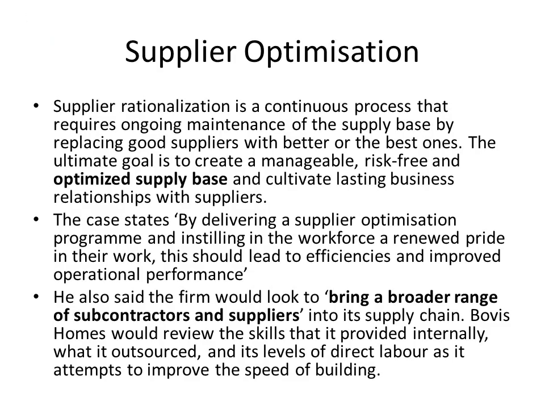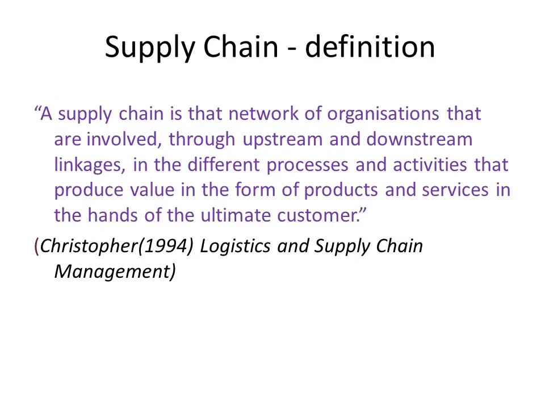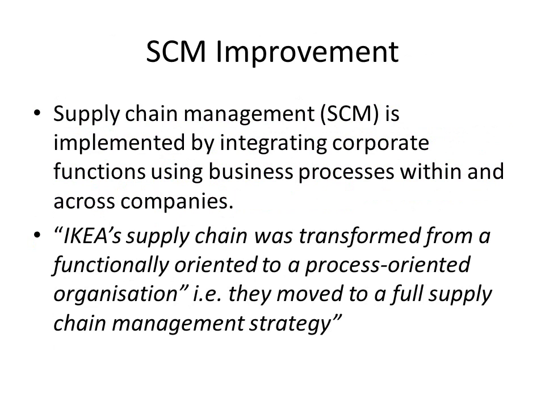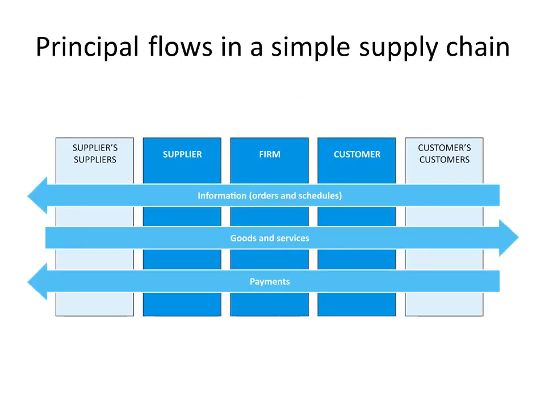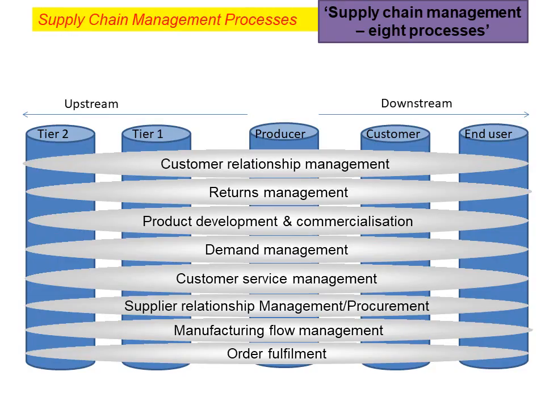Notes here talk about optimizing your supply base. So what is optimization? It is about changing your supply base, bringing in better contractors, getting rid of contractors. It's generally reducing the number of suppliers. A definition of supply chain, definition of improvement, and then a concept about flows in the supply chain must go right from end to end. If the supply chain is going to work, there must be processes that run upstream and downstream.